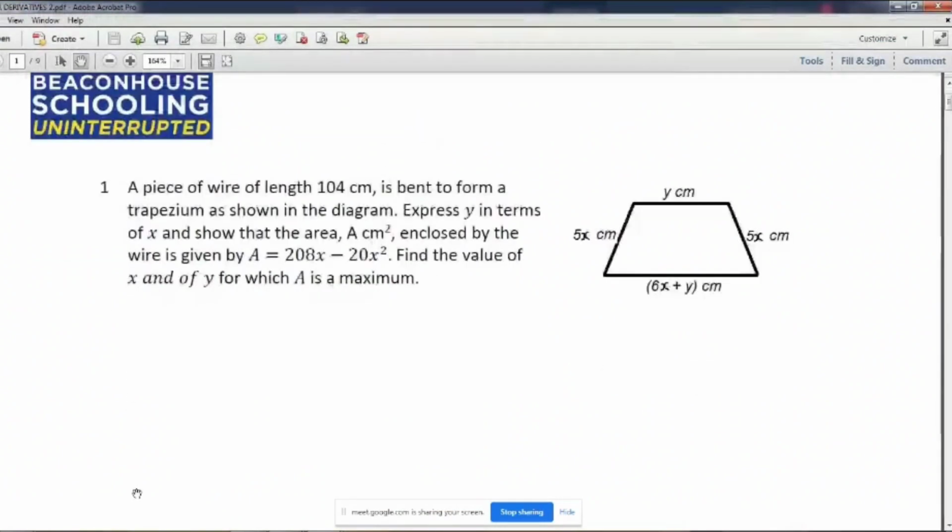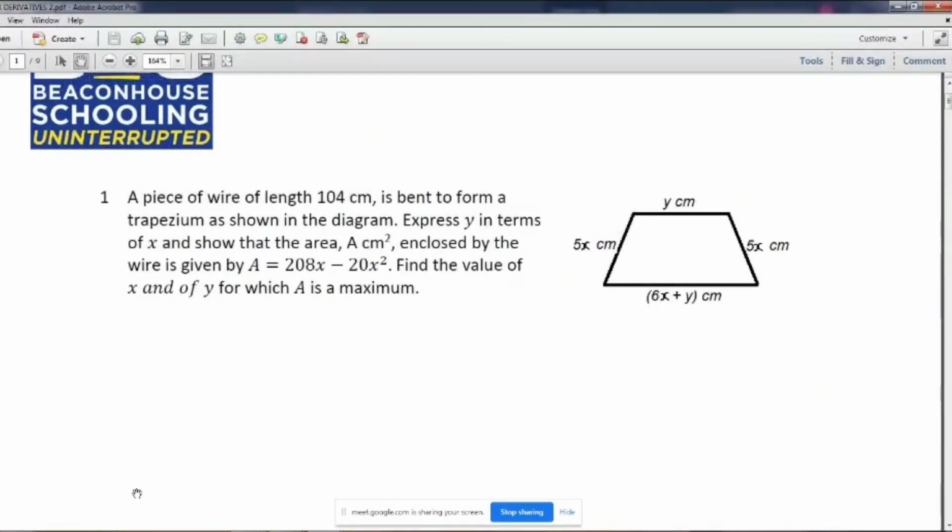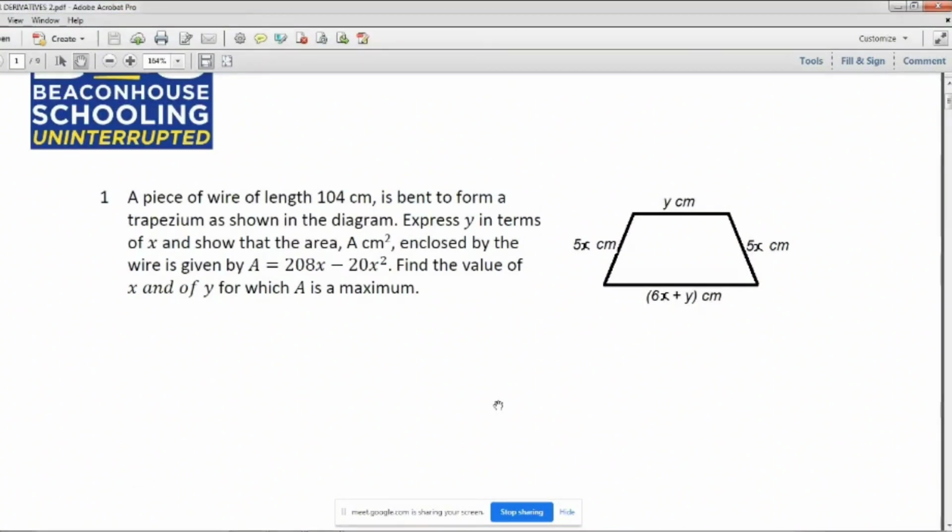Okay, this one. A piece of wire of length 104 centimeter is bent to form a trapezium as shown in the diagram. Express y in terms of x. So if they've told us 104 centimeter, what will this quantity specifically be for the trapezium? The perimeter. Very good, Kambar beta. This will be the perimeter of the trapezium.